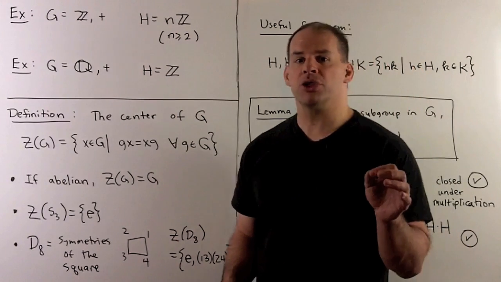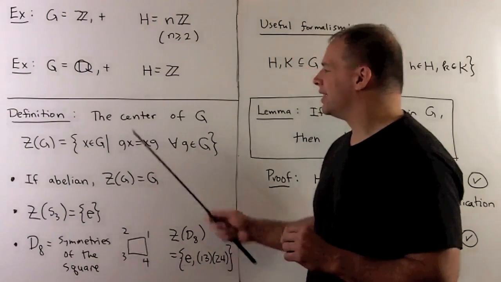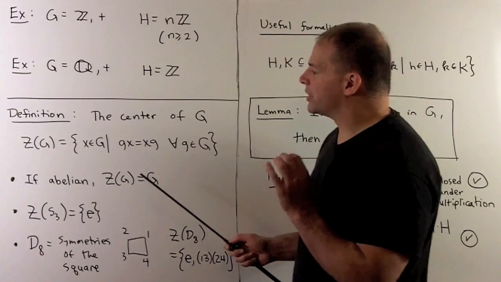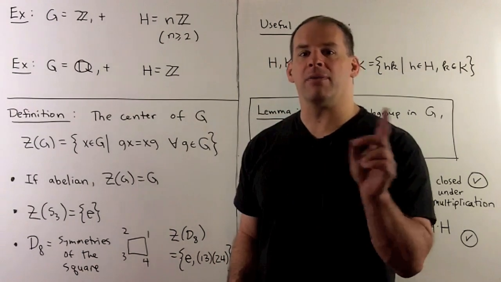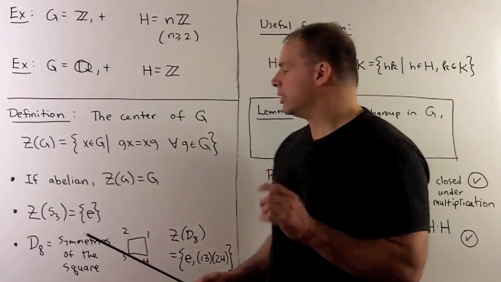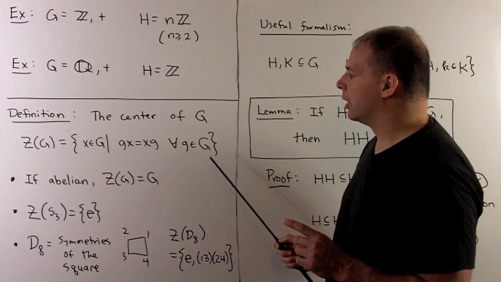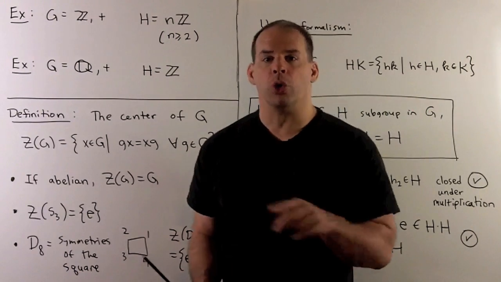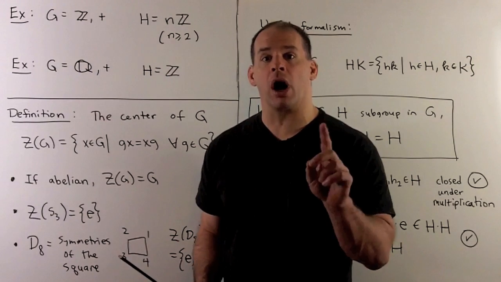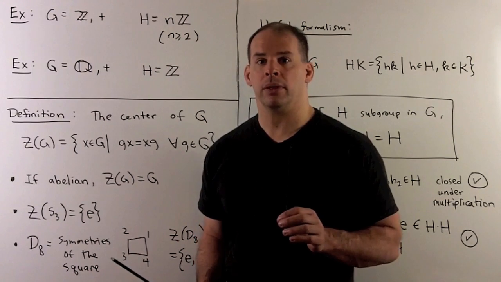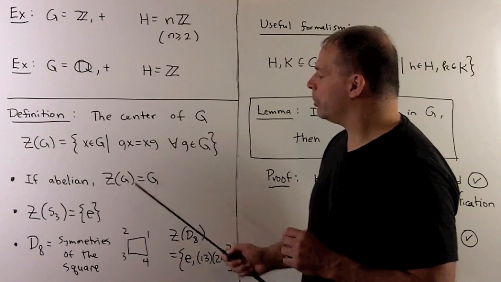Now, for a general construction that produces a normal subgroup, we can consider the center of the group. So the center is just going to be the set of all x in our group, such that x commutes with every other element in the group. So g times x equals x times g for all g in G. The way we think of this, our group might not be abelian, but for elements in the center, they behave as if they are in an abelian group. Now, if our group's abelian, then the center of our group is the group itself.